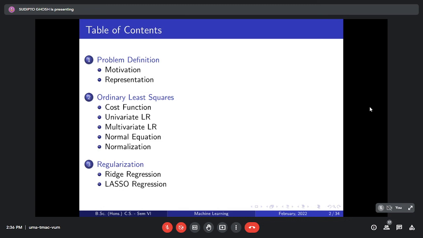Then what are the problems with ordinary least squares in case of multicollinearity? And to tackle that, we do regularization. In regularization, we used the L2 norm and L1 norm, ridge and lasso. There are many types of regularization; elastic net is also there, which takes both the L2 and L1 norm and adds them to the cost function. That is elastic net regression. But ridge regression and lasso regression are mentioned in the text, so that is what I covered.